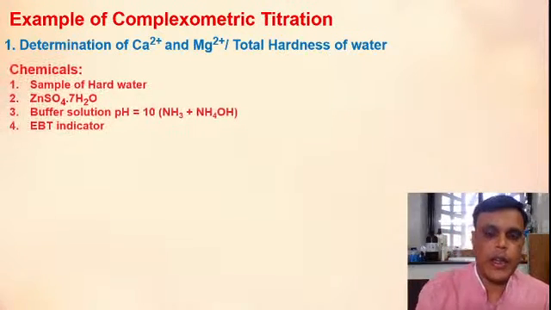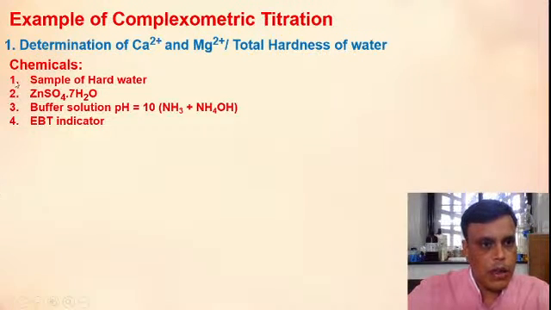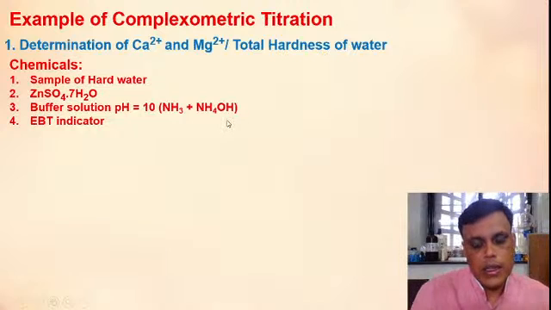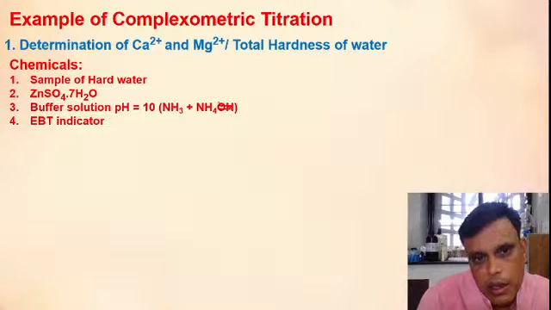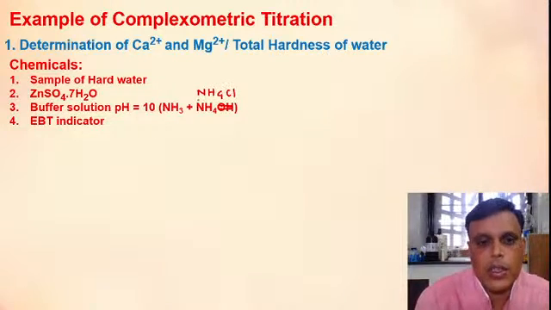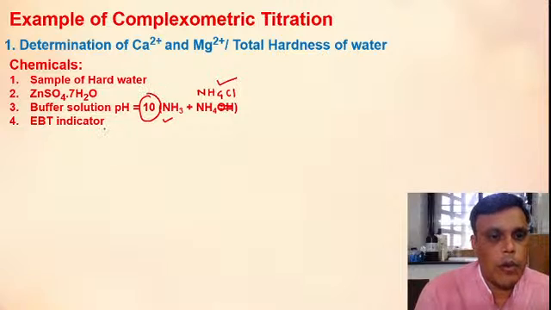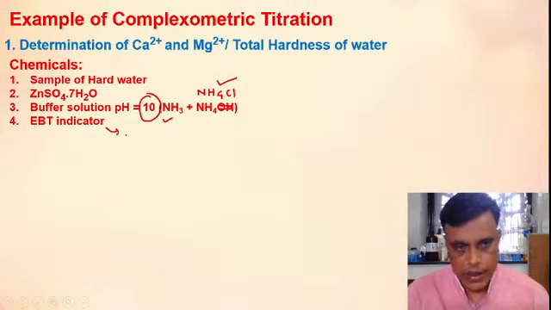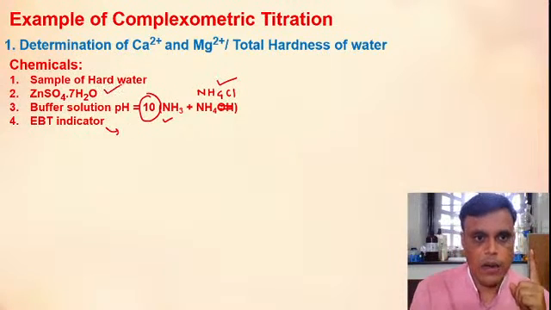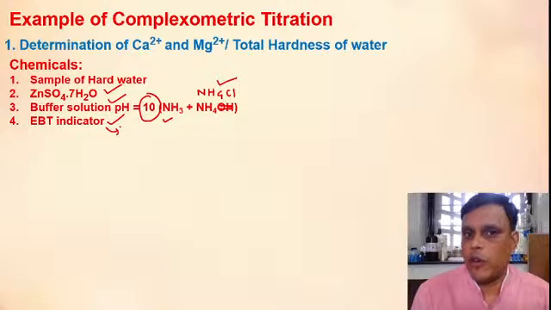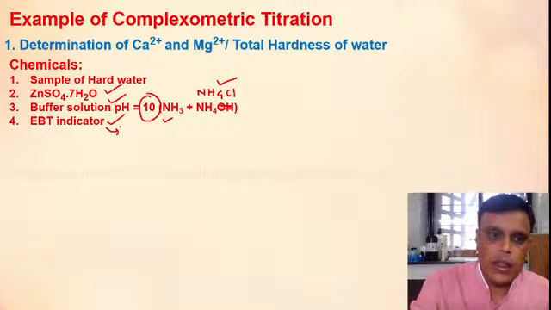Okay, so what are the requirements? The requirements are chemicals. Which chemicals do you need? You need a sample of hard water, then zinc sulfate heptahydrate, then a buffer solution of pH 10, which is ammonium hydroxide and ammonium chloride. That is, ammonia and NH4Cl. Then you need EBT indicator, that is Eriochrome Black T indicator. First the sample of hard water, then zinc sulfate, then the buffer solution, then Eriochrome Black T indicator. These four chemicals are required for the determination of calcium and magnesium 2 plus, or total hardness of water.